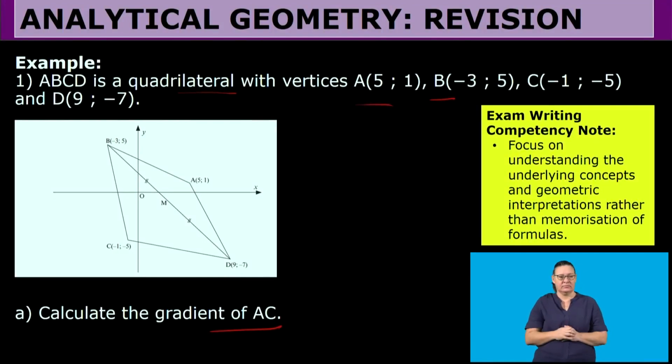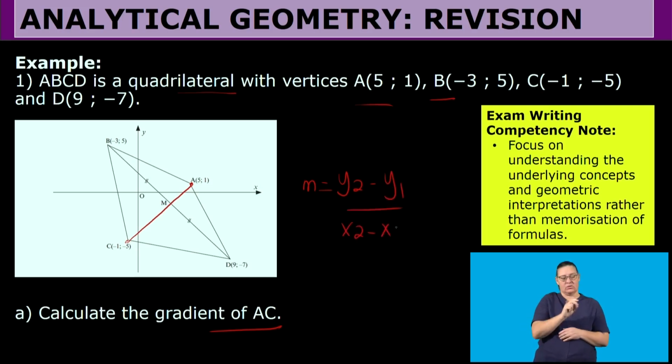So we have a look at AC. It's not joined on the diagram. It's opposite vertices of this quadrilateral. When they ask us for the gradient, we should know straight away, without even looking at the formula sheet, that gradient is equal to y2 minus y1 all over x2 minus x1. The only place that you can really make mistakes here is in your substitution.